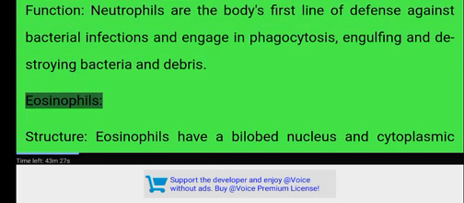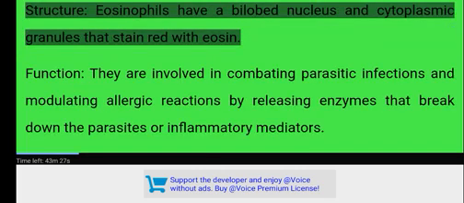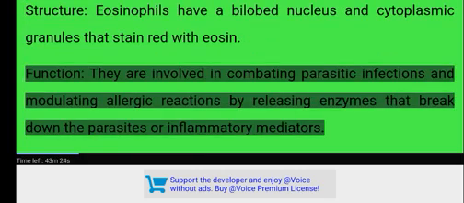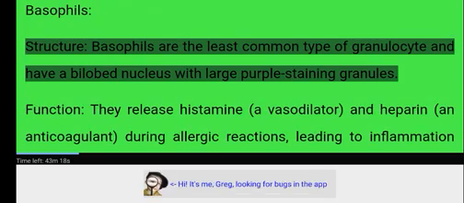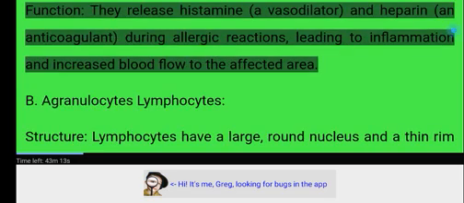Eosinophils. Structure. Eosinophils have a bilobed nucleus and cytoplasmic granules that stain red with eosin. Function. They are involved in combating parasitic infections and modulating allergic reactions by releasing enzymes that break down the parasites or inflammatory mediators. Basophils. Structure. Basophils are the least common type of granulocyte and have a bilobed nucleus with large purple staining granules. Function. They release histamine, a vasodilator, and heparin, an anticoagulant, during allergic reactions, leading to inflammation and increased blood flow to the affected area.